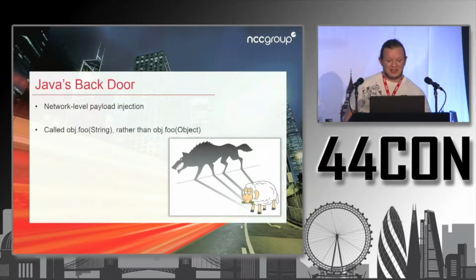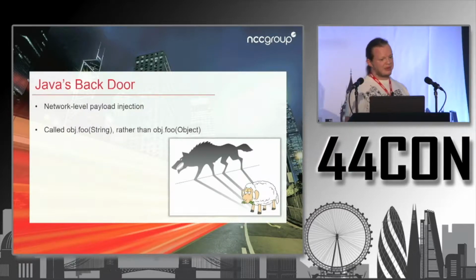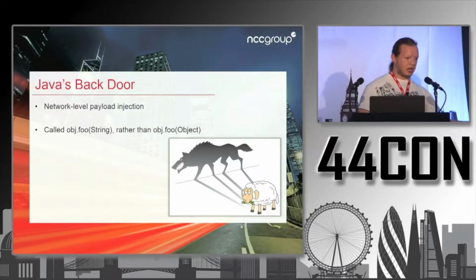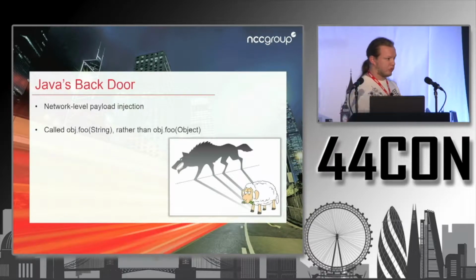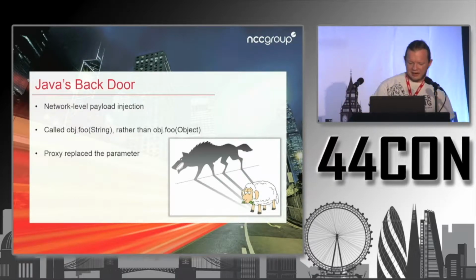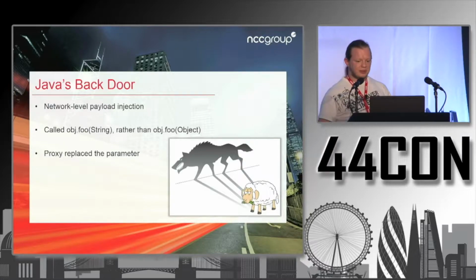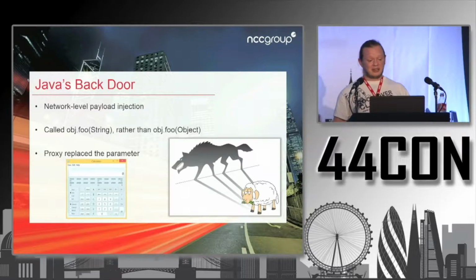What I accidentally ended up doing was, in my RMI client code, I called a remote method that had a string as a parameter, rather than a method that had an object type parameter. While I was fiddling about with things, I'd left the wrong piece of code uncommented, and that happened. So this proxy replaced the parameter to the method that accepted a string. I was playing around with some of the ysoserial payloads. Next thing, I've got calculators. I'm like, how the hell did that happen?